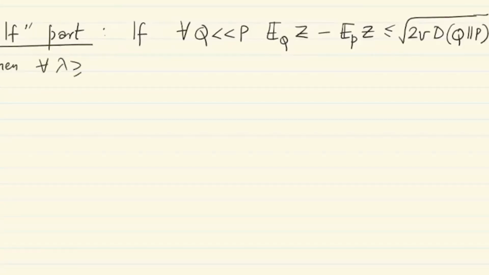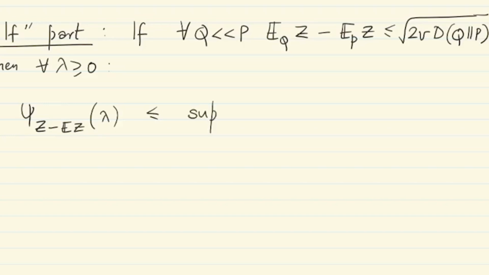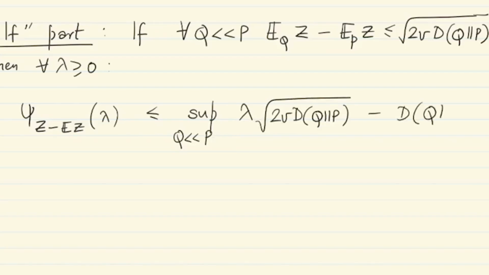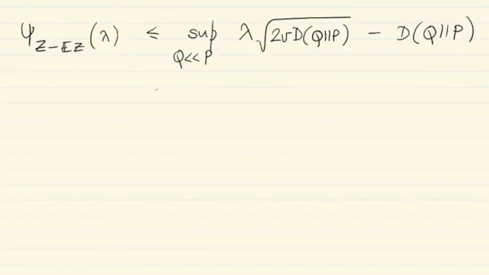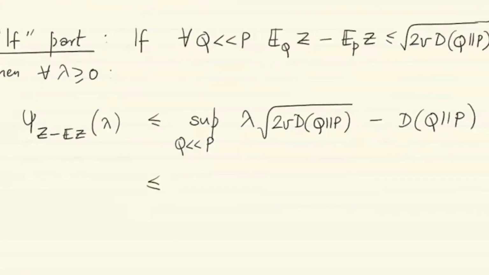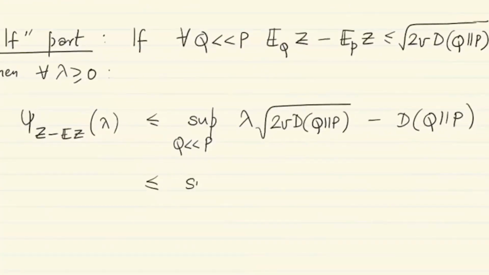we have that for every lambda non-negative, the log moment generating function of z with respect to the measure p is at most... So, we just substitute the upper bound for E_q z minus E_p z in Gibbs variational formula. So, we get lambda square root 2v D(q||p) minus D(q||p), and we can just treat this as a maximization problem over the variable D(q||p) or square root D(q||p).